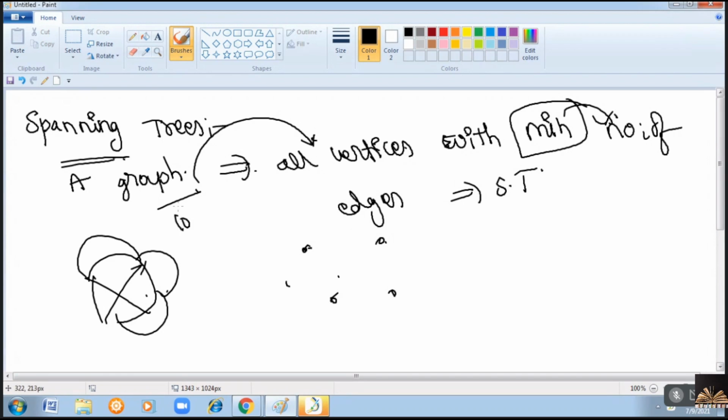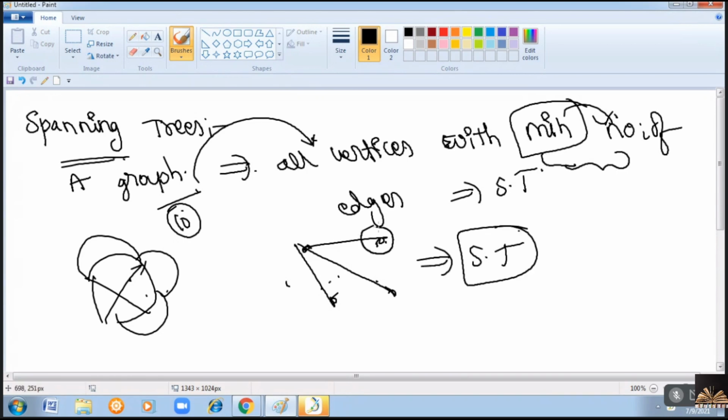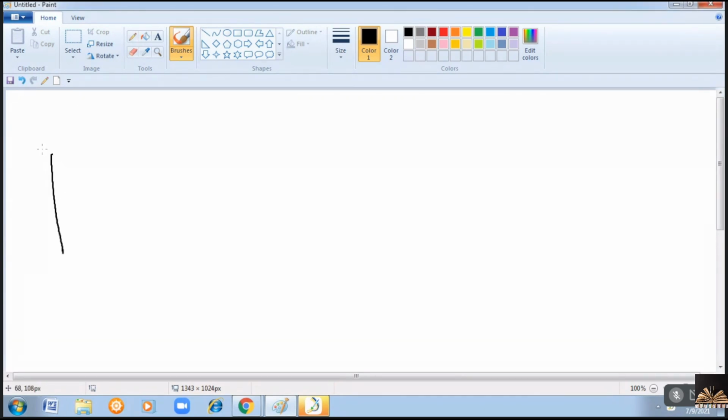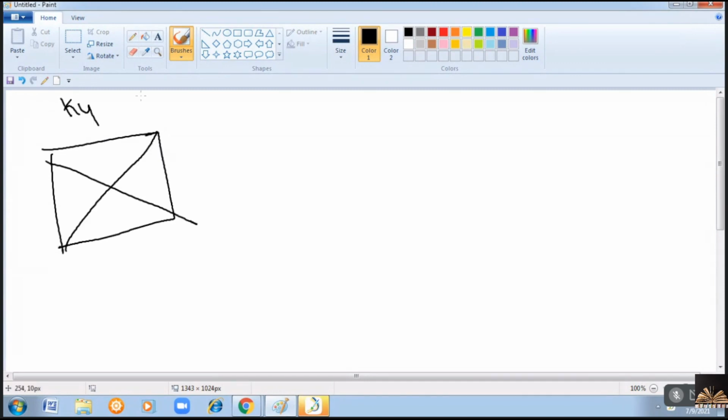If 10 edges were there in the graph, you may not require all 10 edges to connect 4 vertices. Only include as many edges as are required to connect them, and then you will call it a spanning tree. But all the vertices should be there, connected with the minimum number of edges. Clear? For example, if you are given a graph like this, it is a complete graph.